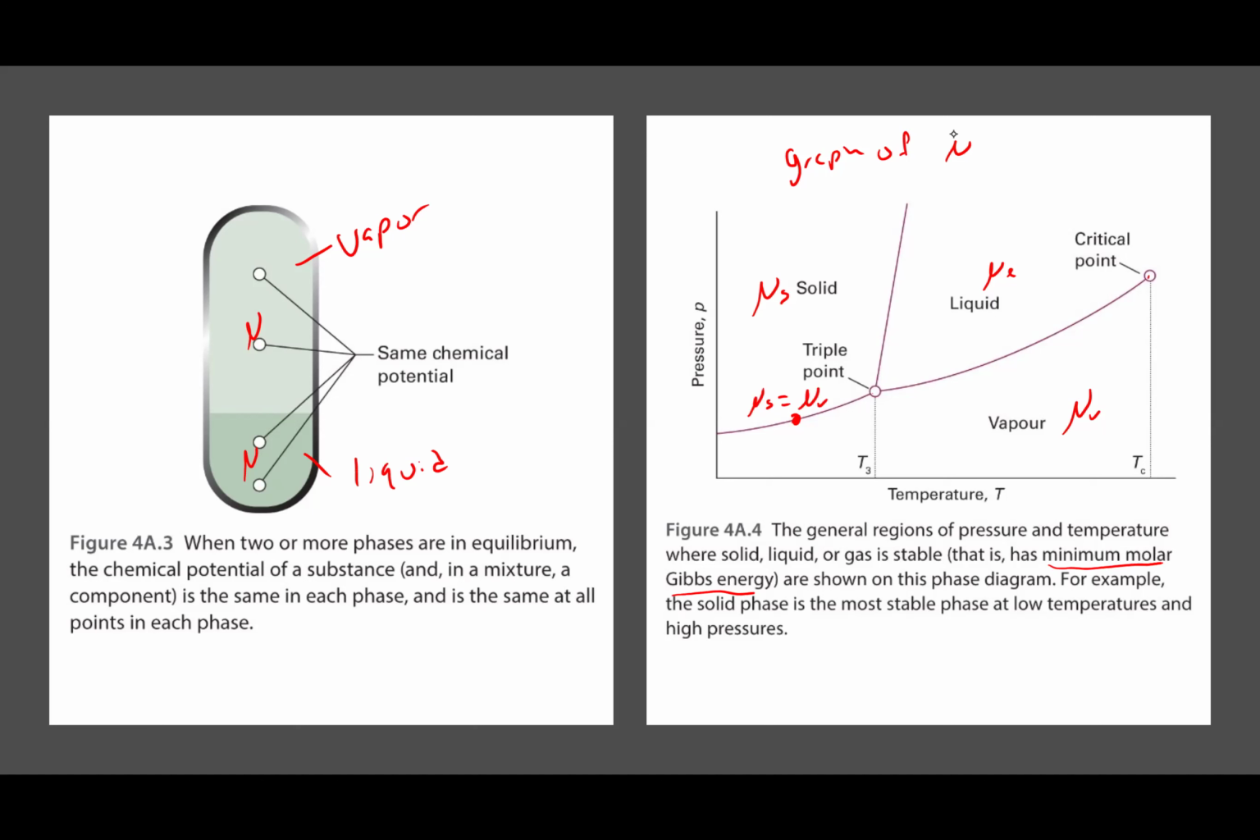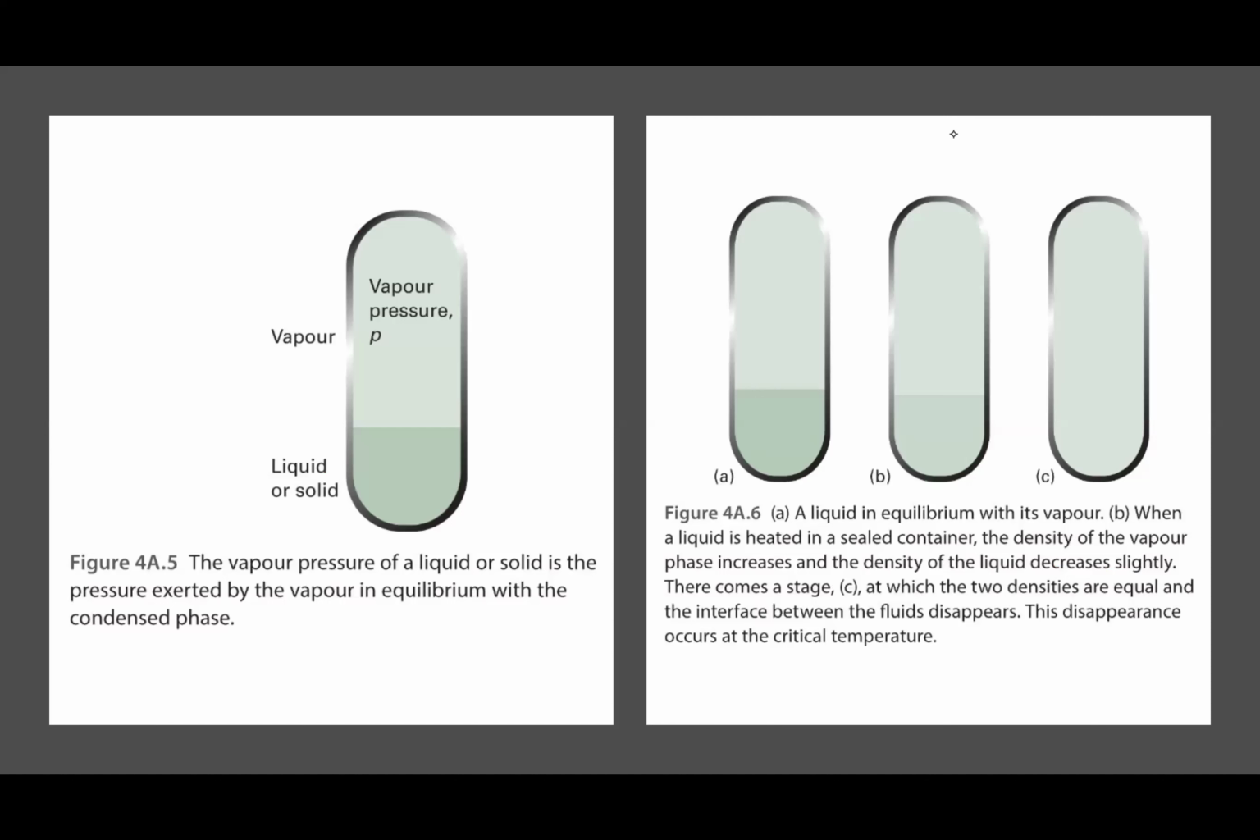Now, at some point, a lot of gases will reach a critical point up here. So for a critical point, here's what happens. Normally we would have some vapor above and some liquid below. When we get up to the critical point, the density of the vapor increases, the density of the liquid slightly decreases, and then there comes a stage at which the two densities are equal and the interface between the fluids disappears.